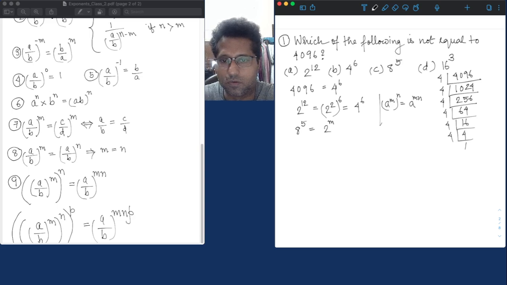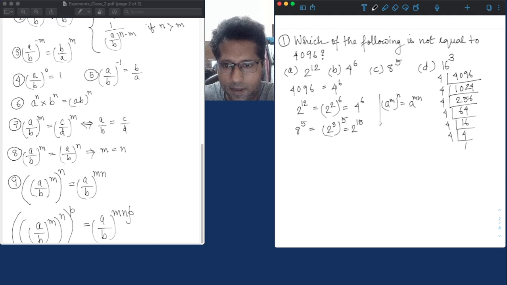No, sorry, I am very sorry. So 8 to the power 5, please forget what I said just now. So 8 to the power 5 is nothing but 2 cube, 8 is 2 cube, and then we have to the power 5. So this is 2 cube whole to the power 5, which means 2 to the power 3 into 5, that is 15. So definitely 2 to the power 15 is not equal to 4096.